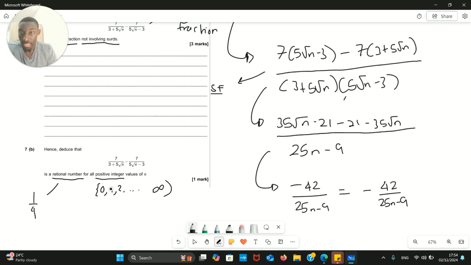Let's now test this. Let's use n is 0. Because if this is the smallest possible integer that's positive, then that means for any other possible integer, it's going to work.